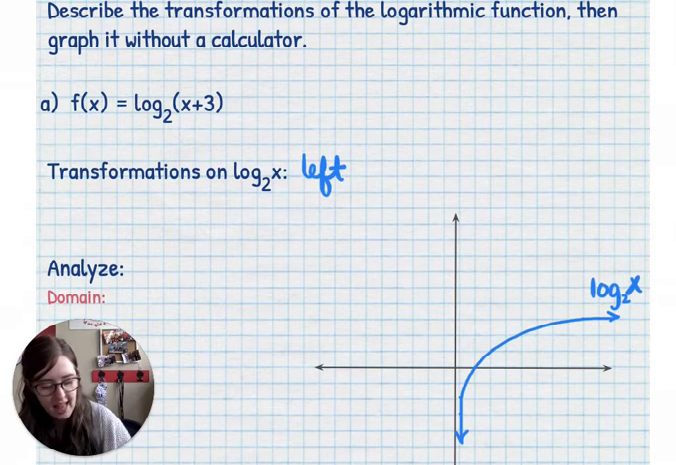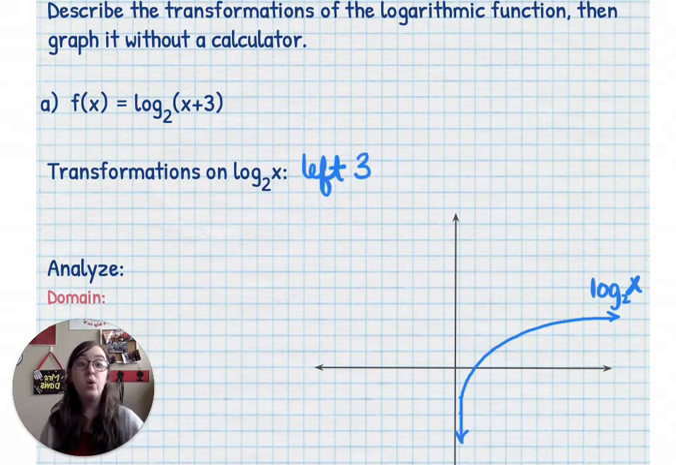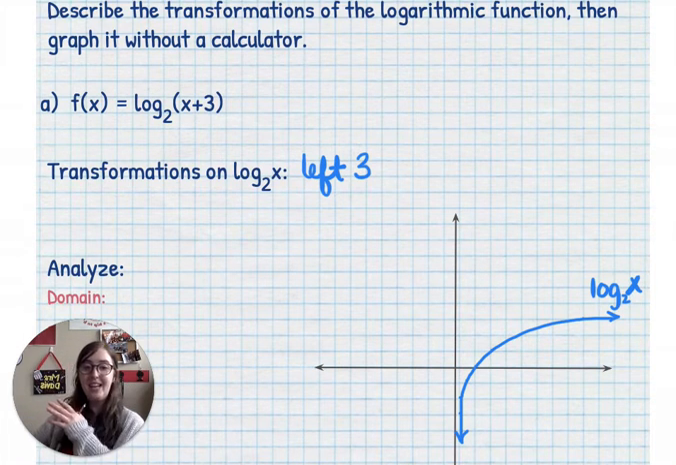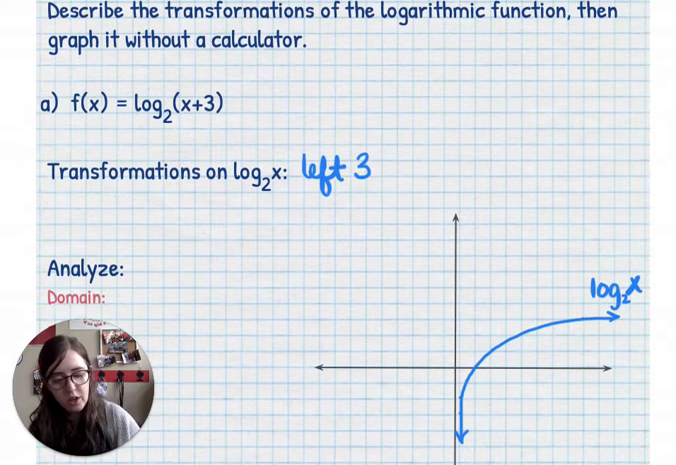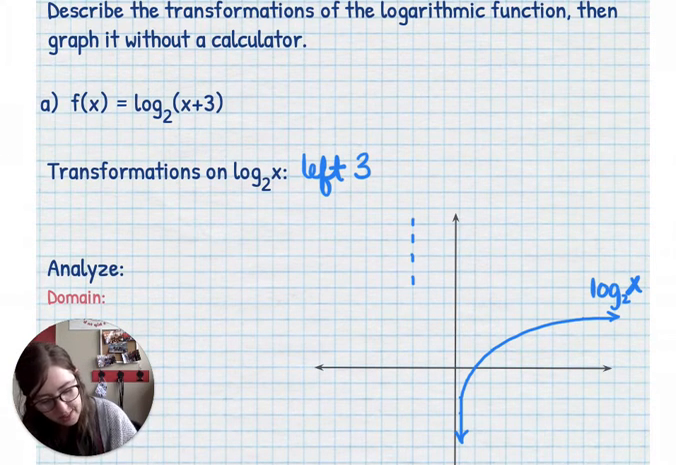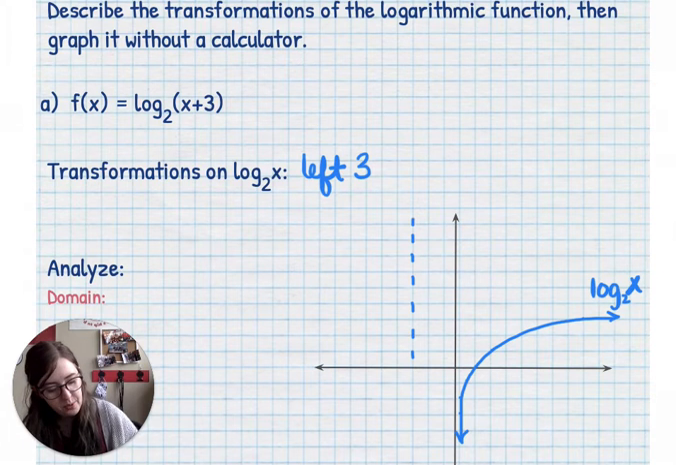Now I've gone ahead and graphed in there log base 2 of x because we've already graphed that, right? Now we're just going to move everything left 3 units. So earlier, my asymptote was at x equals 0, right? Well, once we move that over to the left, now it's at x equals negative 3.